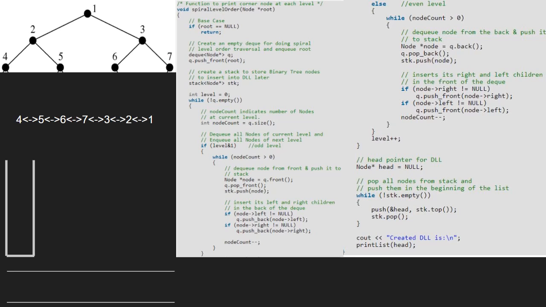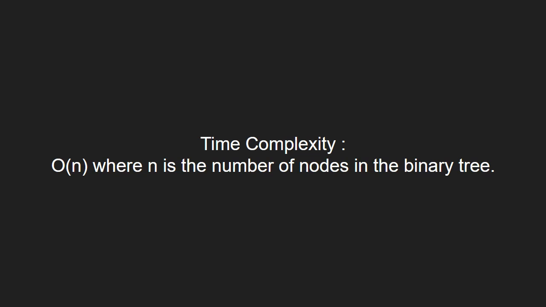Now, let us have a look at the time complexity of the program. This code will run in big O of n complexity. Here, n are the number of nodes in the binary tree. With this, we come to an end of this tutorial.